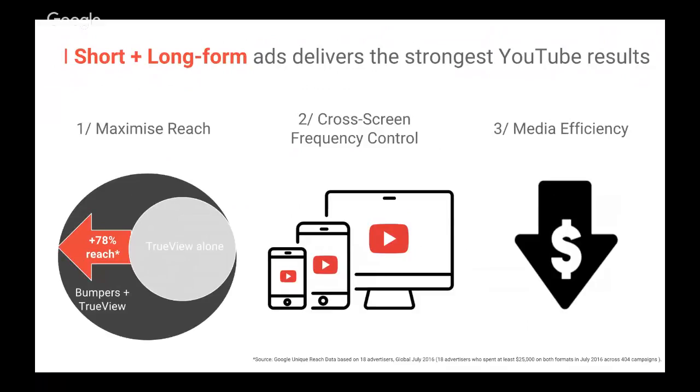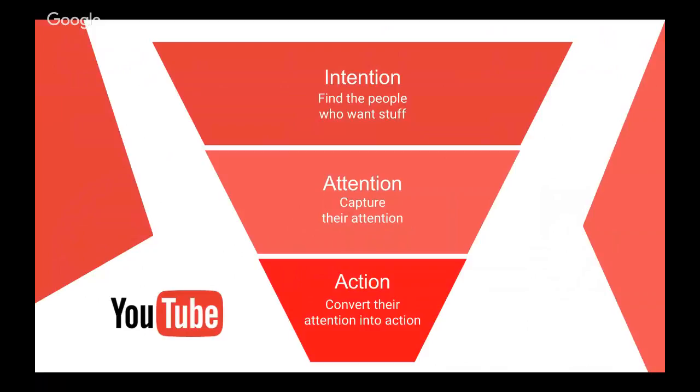So when we looked at 400 campaigns that activated TrueView, so again, TrueView being your 30-second ad format, your skippable, with bumpers, they had an increased unique reach of 78% on average. So I'll let Katrina take you through then how you convert this attention into action.